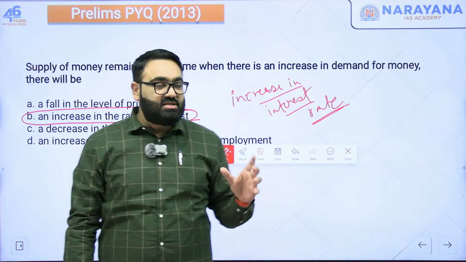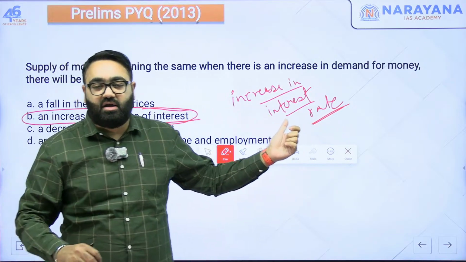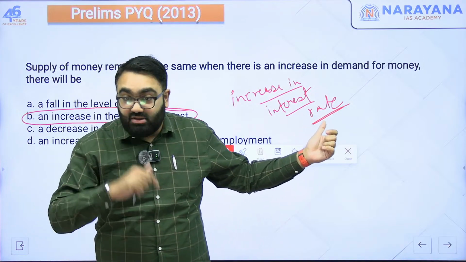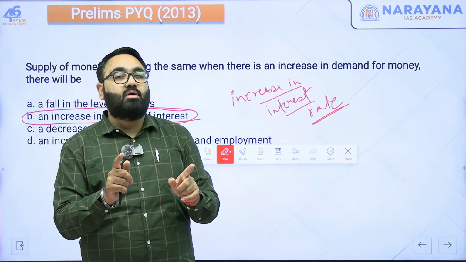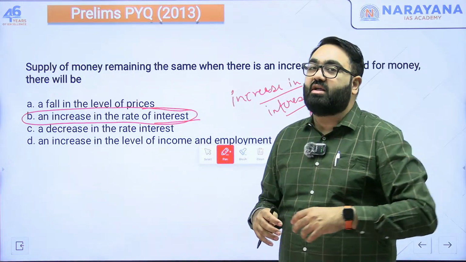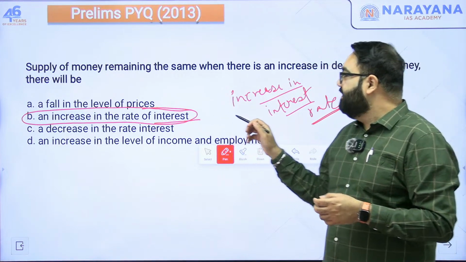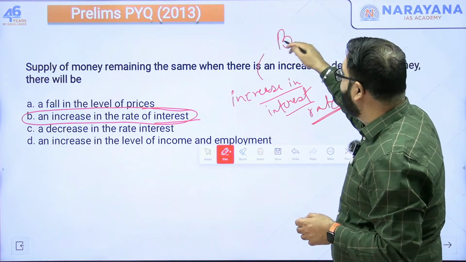So which interest rate are they referring to when the UPSC usually says increase in rate of interest? Are they referring to the interest that you are getting on the savings bank account? No. Whenever the UPSC in a statement says increase in rate of interest or decrease in rate of interest, what they actually mean to say is the rate of interest at which bank offers the loan.